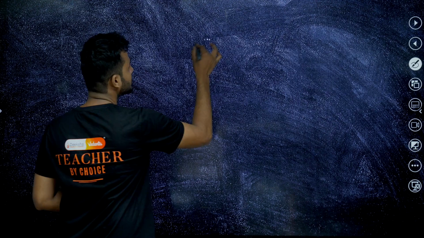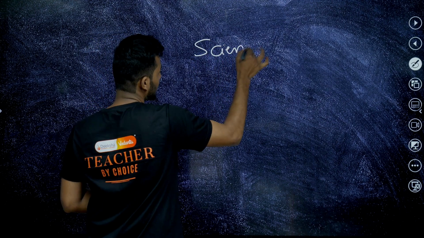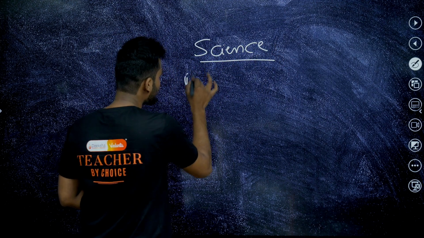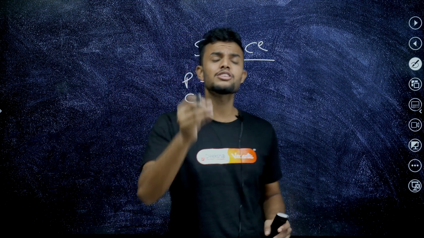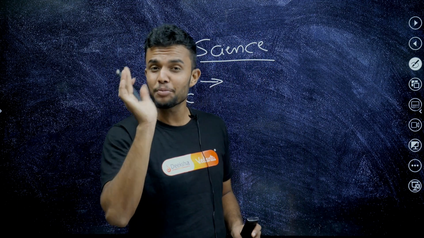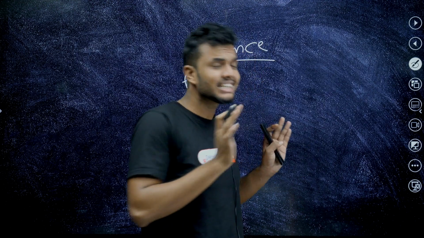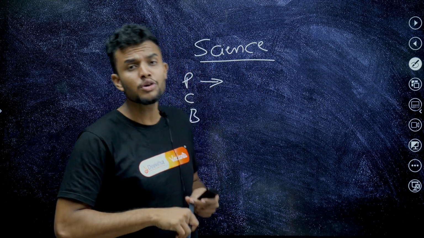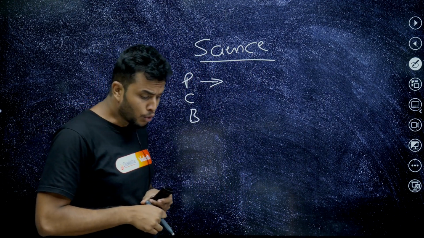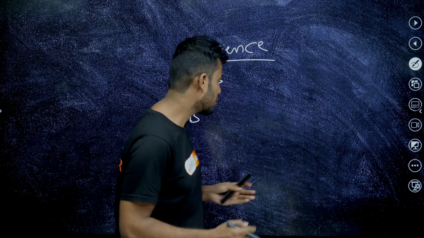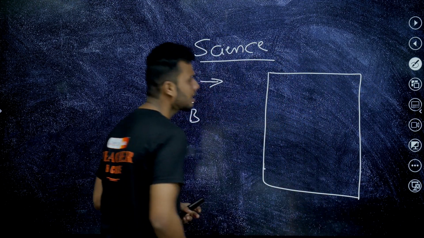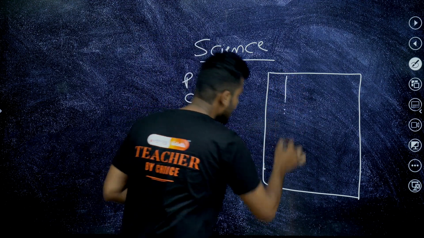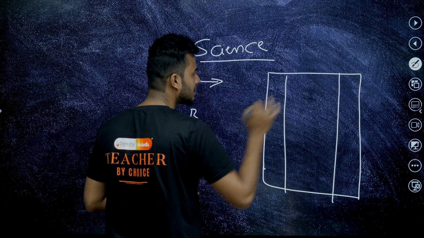Next is science. Science is divided into PCB. In physics, most of the students face difficulty in problems. You can easily answer the theory questions, but you don't know about problems. But how to write a problem neatly? First, for a problem, assume this is a booklet. Here I already told, leave the left margin and right margin.